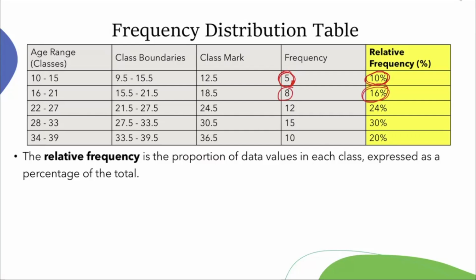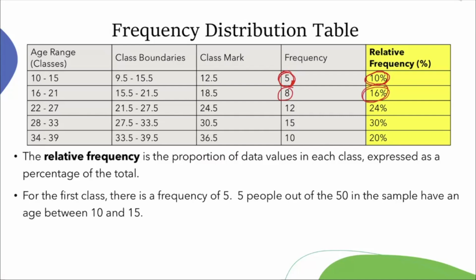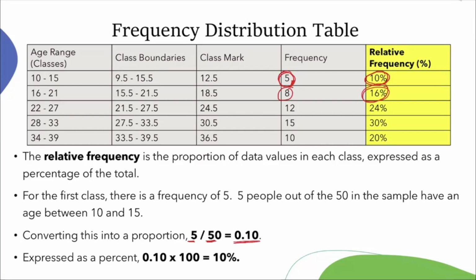To calculate that, this is a division problem. You're going to take 5 divided by 50, get your proportion, and then convert it into a percent by multiplying by 100. So that's where the 10% is coming from. 5 divided by 50 times 100. And then in the next one, 8 divided by 50 times 100.